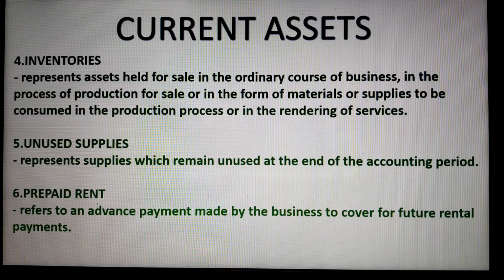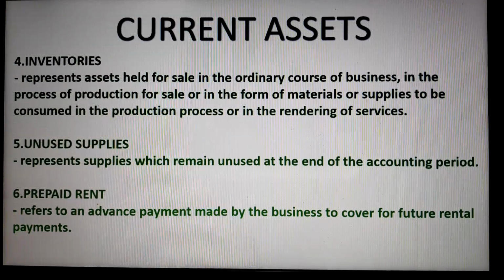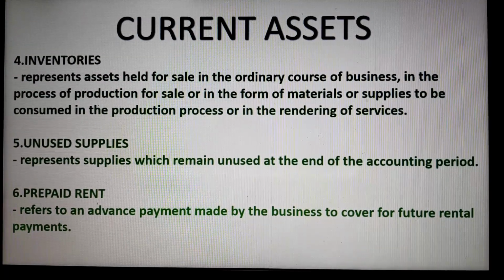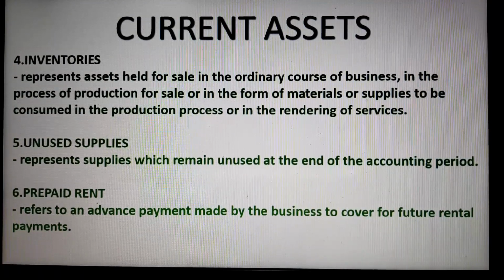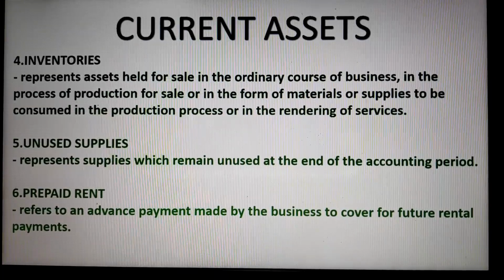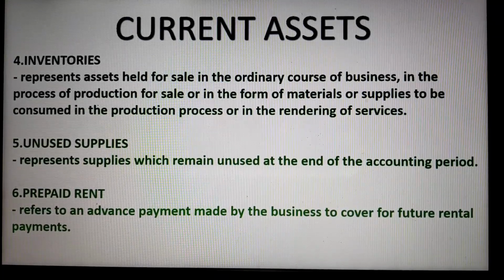Number 6 is prepaid rent. It refers to an advance payment made by the business to cover future rental payments. From the word pre, you paid in advance. For example, your business rented a building so that you can operate your business, and you prepaid the rent. From January up to December, you paid for the whole year. That is called prepaid rent. Or it can also be from January to February, where you started the business in January and paid the rent up to February. It is also classified as prepaid rent, from the word advance.